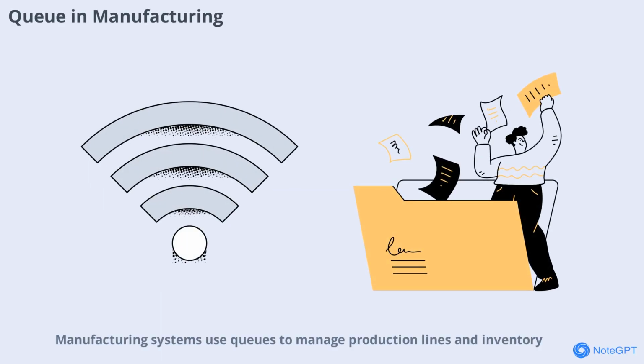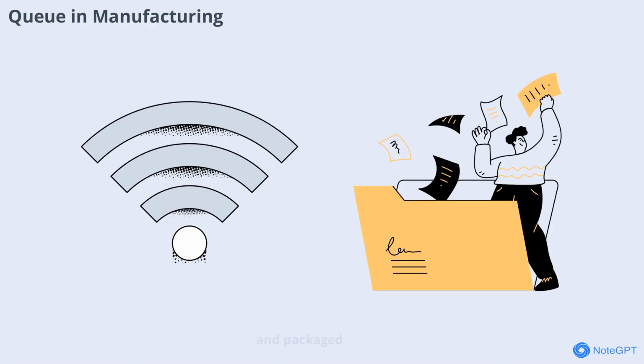Manufacturing systems use queues to manage production lines and inventory. Each item moves through a series of queues as it's assembled, tested, and packaged. This organized approach helps streamline operations and reduce delays.